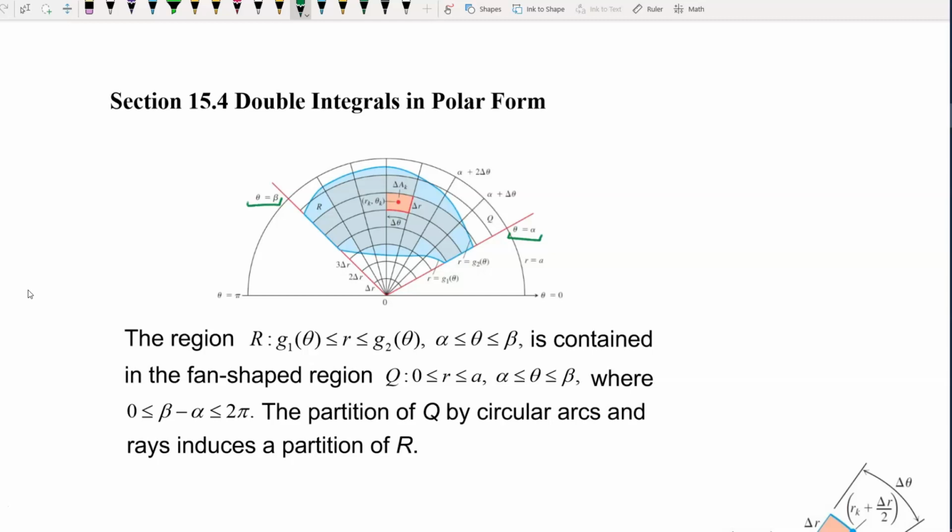So r is between 0 and a. Here is r, or on this part we have r. So r is from 0 to this point a, and theta is between alpha and beta, where beta minus alpha is between 0 and pi.